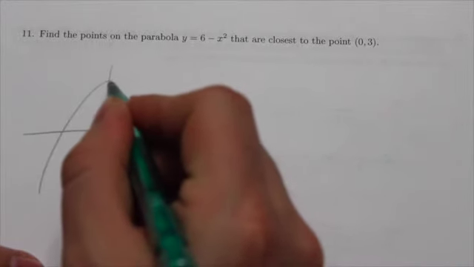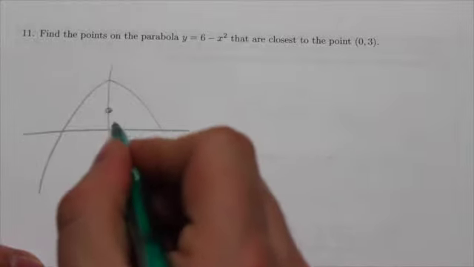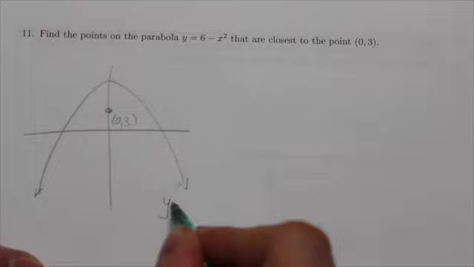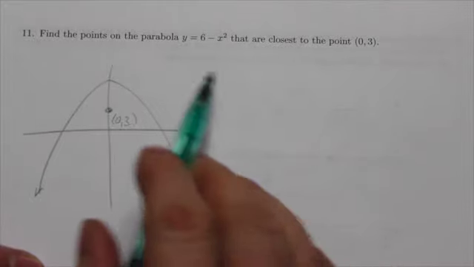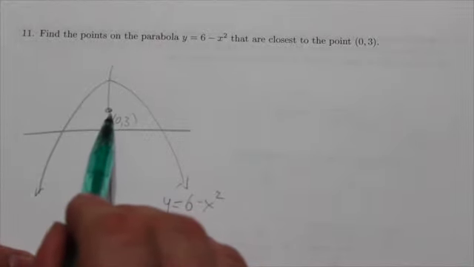So first of all, just take a look at this. The parabola is going to look like this. Then we've got the point here, (0, 3), and here's our parabola, y equals 6 minus x squared. We want to find the points along the parabola that are closest to this point right here.